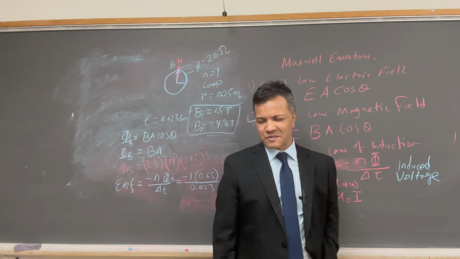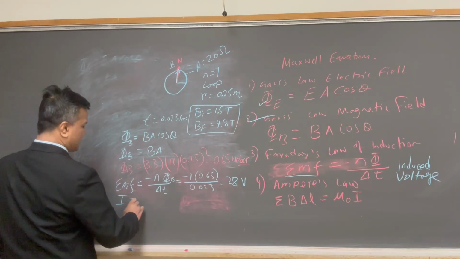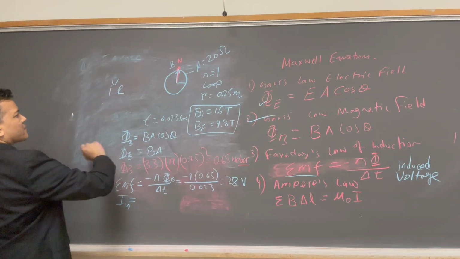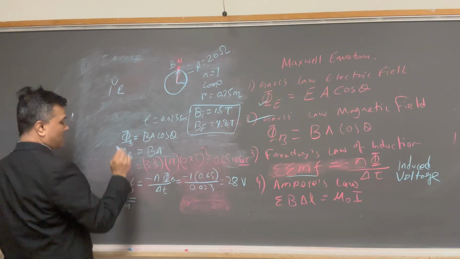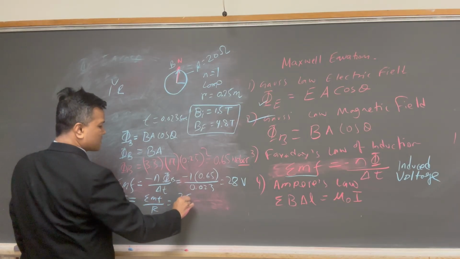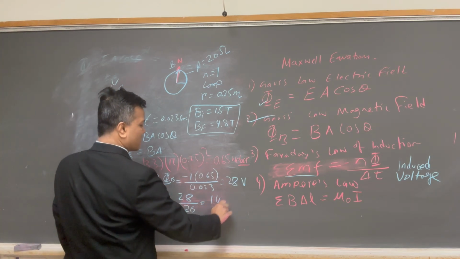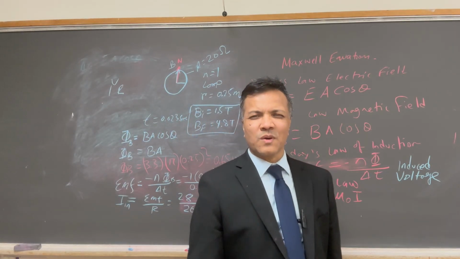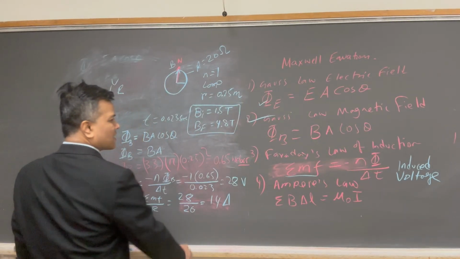This is induced voltage. Let's find the current. To find the current, this is called induced current, V equals IR. So current is voltage over R. This is not voltage, this is EMF. So EMF over R. So 28 over R, which is 20, gives 1.4 amps. So the current flowing in it is about 1.5 amps. All right, that's Faraday's law of induction.